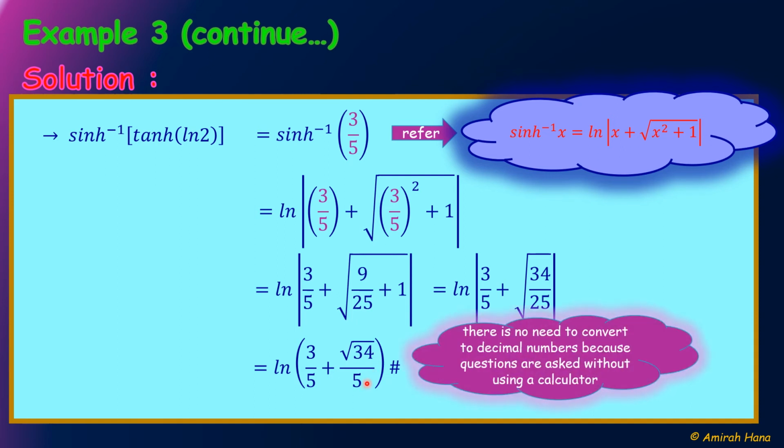There is no need to convert this ln value to a decimal number, because the question asks without using a calculator. So it is impossible for us to find the decimal value without a calculator. That is why we just leave our answer in ln here. Got it?